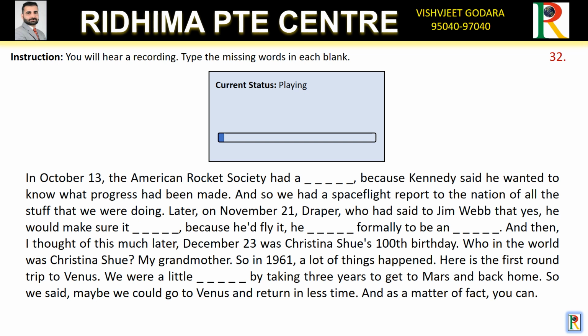October the 13th, the American Rocket Society had a meeting because Kennedy said he wanted to know what progress had been made. And so we had a space flight report to the nation of all the stuff that we were doing. Later, on November the 21st, Draper, who had said to Jim Webb that yes, he'd make sure it worked because he'd fly it, volunteered formally to be an astronaut.